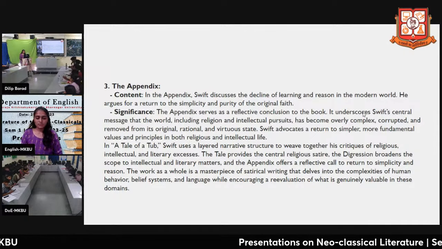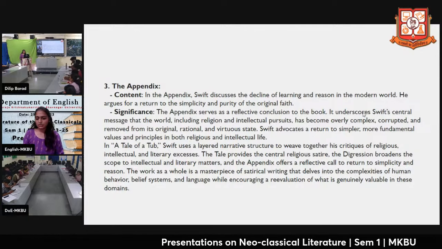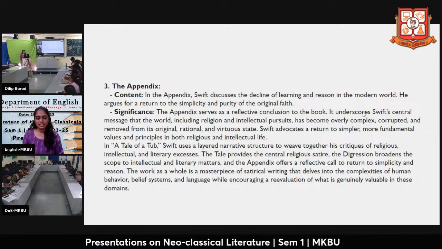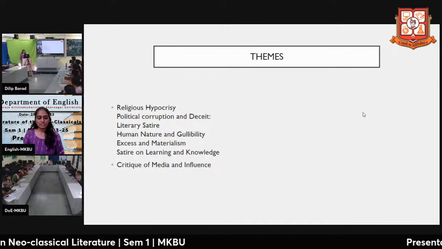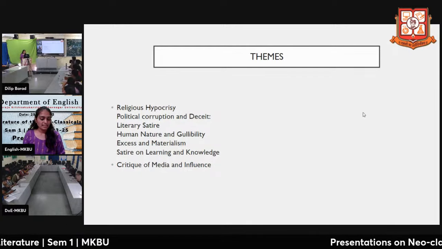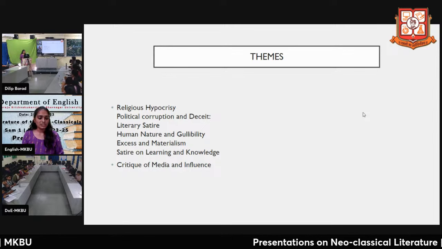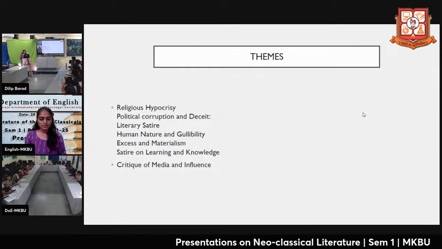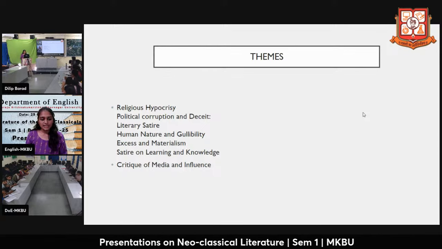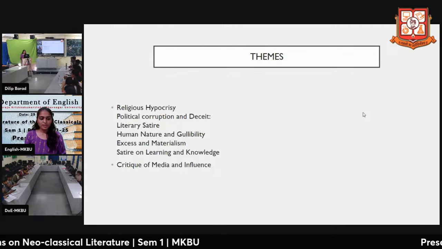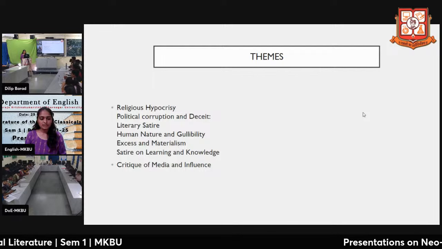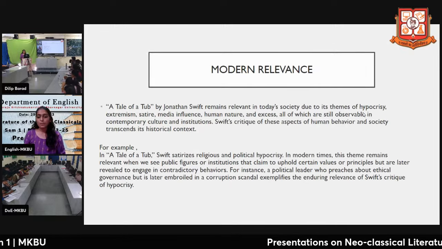In A Tale of a Tub, Swift uses a layered narrative structure to weave together his critiques of religious, intellectual, and literary excesses. So these are the themes that we can see in A Tale of a Tub: religious hypocrisy, political corruption and deceit, literary satire, human nature and gullibility, excess and materialism, satire on learning and knowledge, critique of media and influence, modern relevance.